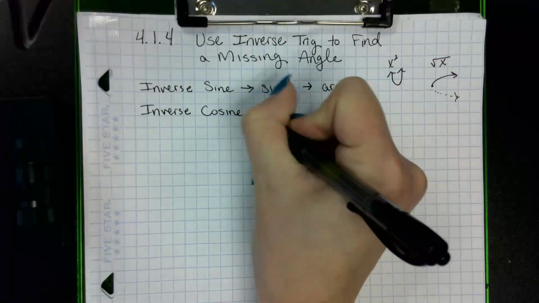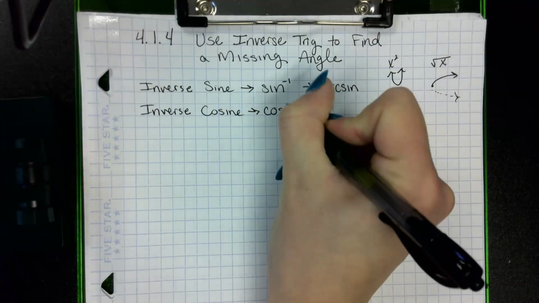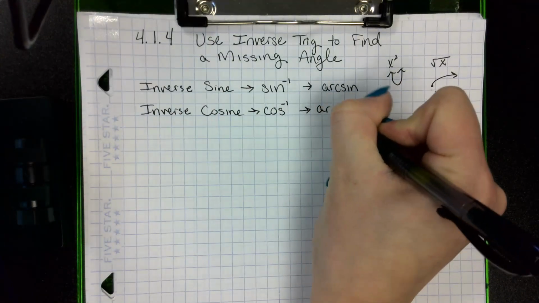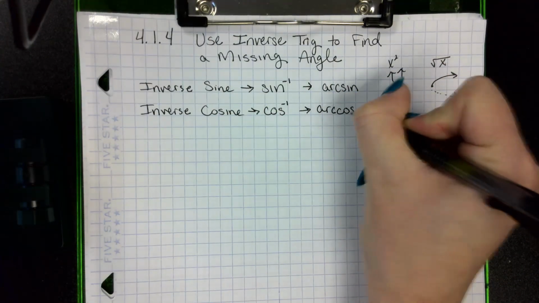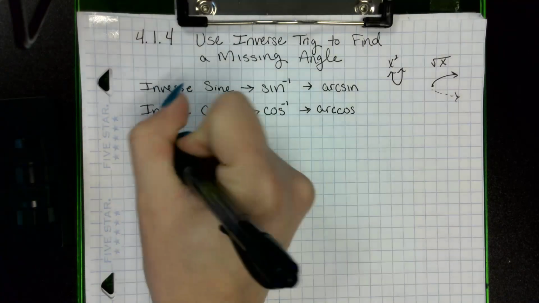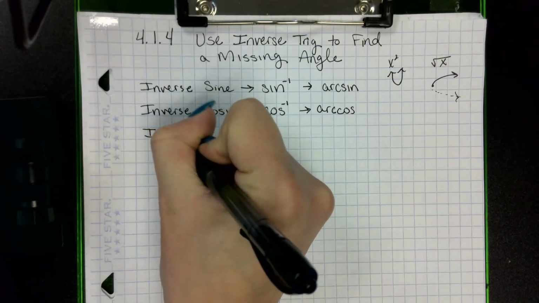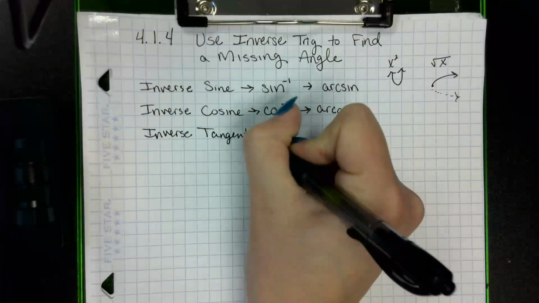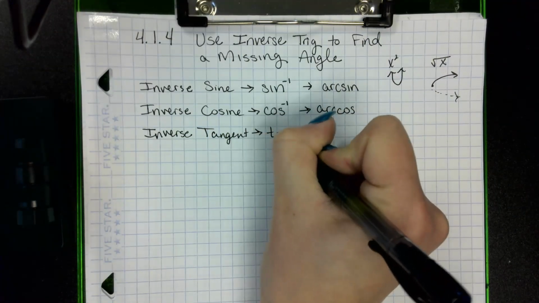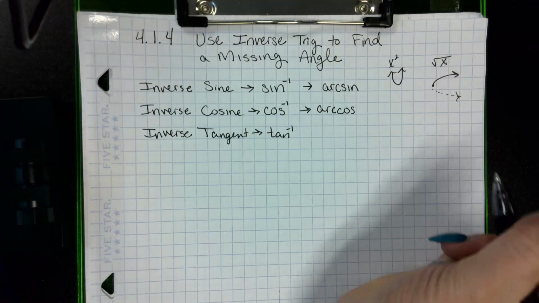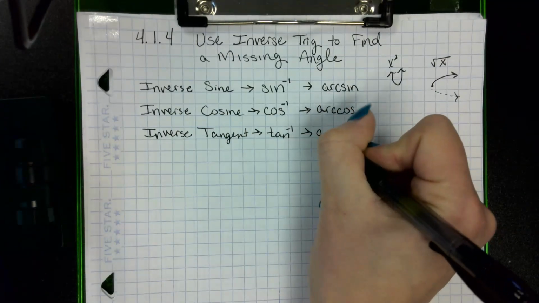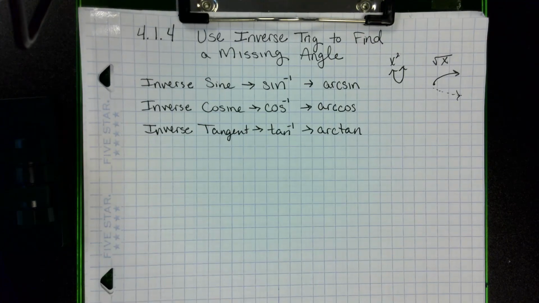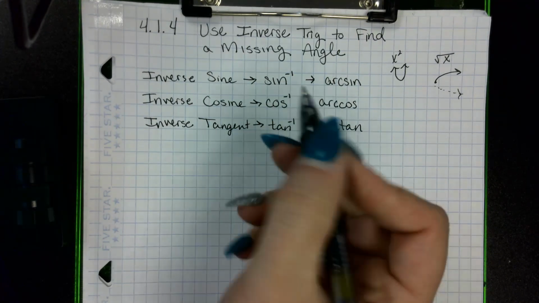All right, so we have inverse cosine. That's in words. The button on the calculator, cos negative 1, and that's arc cos, or arc cosine. And then the same for tangent. Inverse tangent, on the calculator, tan to the negative 1, inverse tangent, or arc tan. All right. And we're going to do an example.